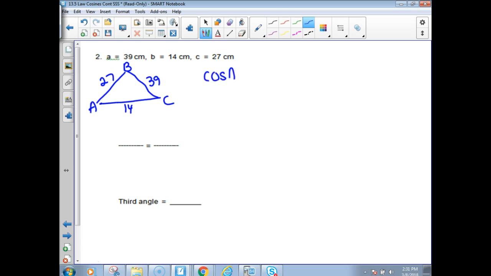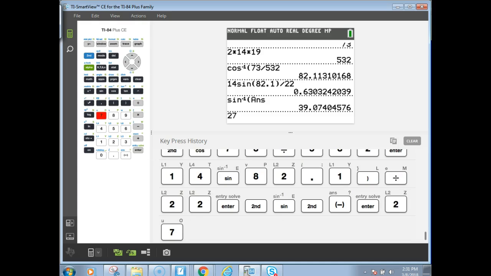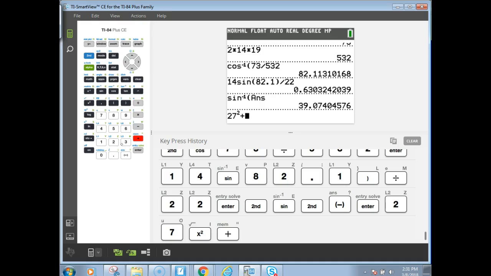So cosine of A equals, since I'm finding angle A, I'm going to need to start with 27 and 14. 27 squared plus 14 squared minus 39 squared, all over 2 times 27 times 14. Okay, type that numerator. Yep, we're going to get a negative. Plus 14 squared minus 39 squared.